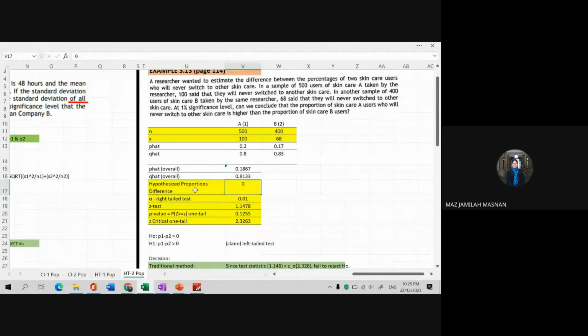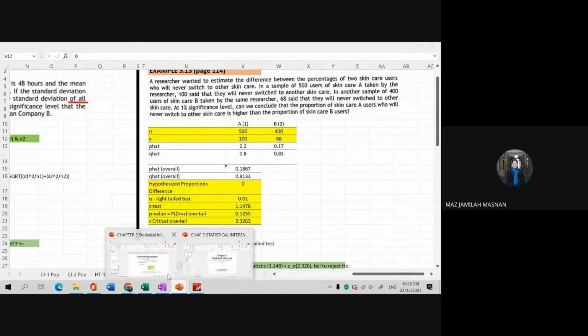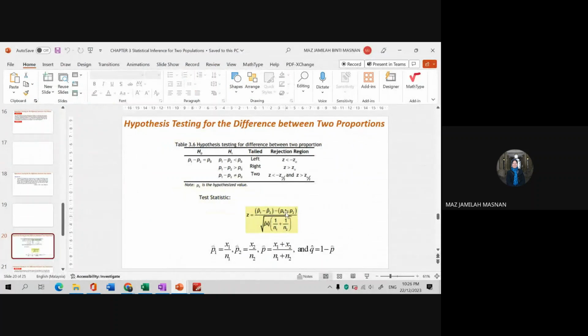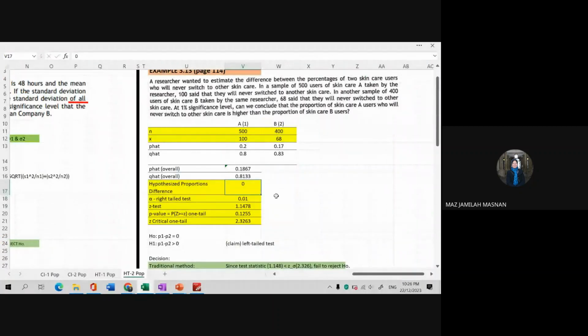Okay, for the proportion difference is 0, it means that P1 minus P2 is equal to 0. This part, P1 minus P2 is equal to 0. Now, let us go back to Excel.